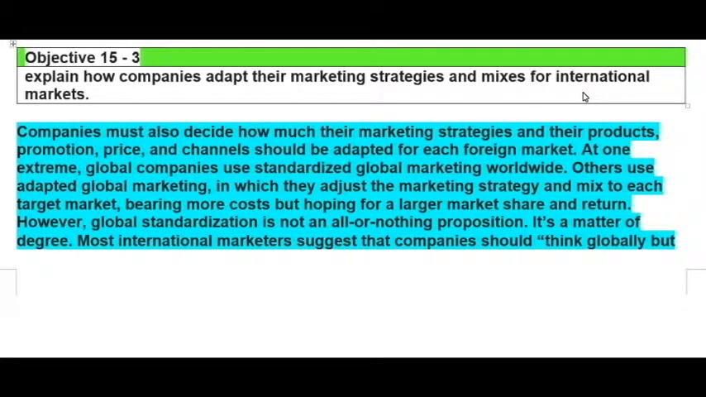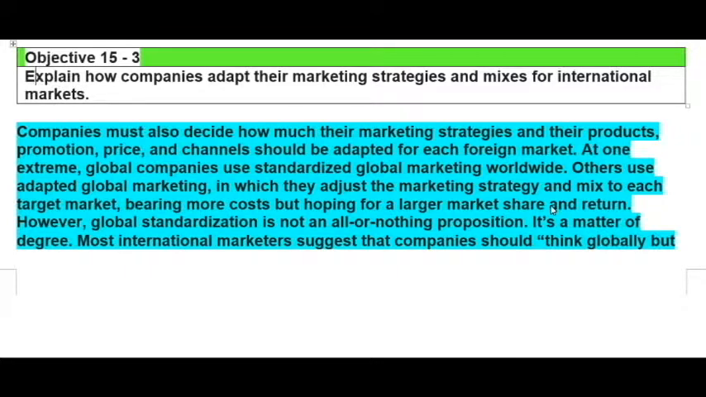Objective 15.3. Explain how companies adapt their marketing strategies and mixes for international markets. Companies must also decide how much their marketing strategies and their products, promotion, price, and channels should be adapted for each foreign market. At one extreme, global companies can use standardized global marketing worldwide. Others use adapted global marketing, in which they adjust the marketing strategy and mix to each target market, bearing more costs but hoping for a larger market share in return.